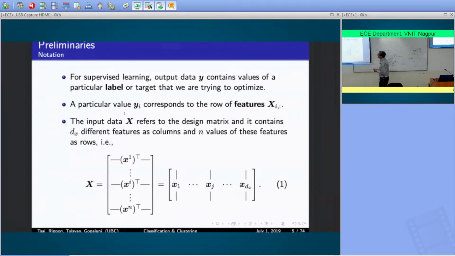The input data X refers to the design matrix, and it contains, as I mentioned earlier, dx different features as columns, and n values of these features as rows. There are different ways of writing this X matrix as rows or as columns. Each of these columns corresponds to a different feature. In this case, we have dx features and n rows. Each row corresponds to one measurement of those features.